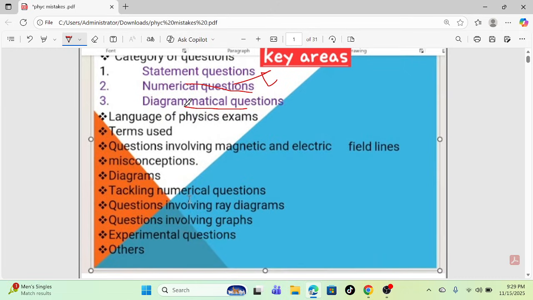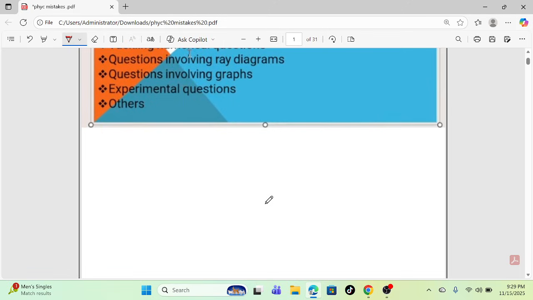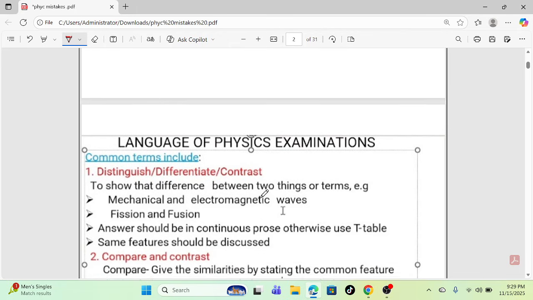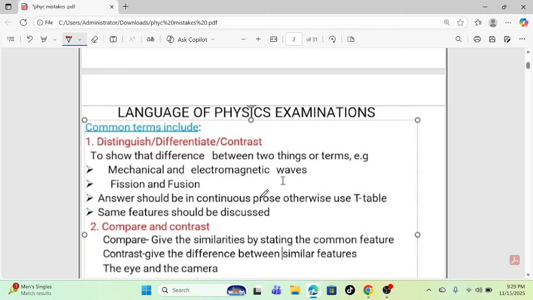Also, there's the language of physics used. Tutaangalia terms used, questions involving magnetic and electric field lines, misconceptions among students, diagrams, tackling numerical equations, questions involving ray diagrams, questions involving graphs, experimental equations, and among others. So we are going to look at these one by one. I hope you follow with me as I dive into this important part. So let's start with the language of physics examination.